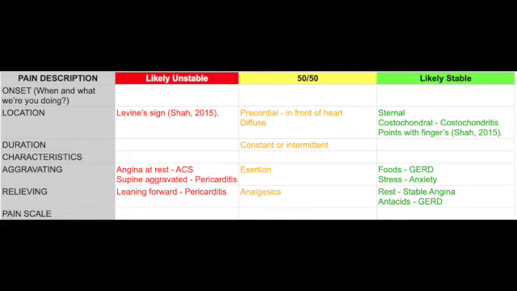Duration means if it is constant or intermittent. Characteristics can either be stabbing, aching, burning, sharp, tightness, or whatever the patient describes the chest pain as. You also want to ask what makes it worse, or aggravating factors, or what makes it better, or relieving factors. And lastly, you want to ask the pain scale from 1 to 10.